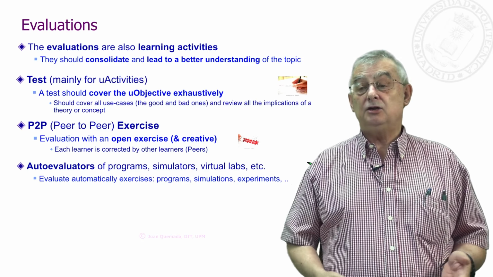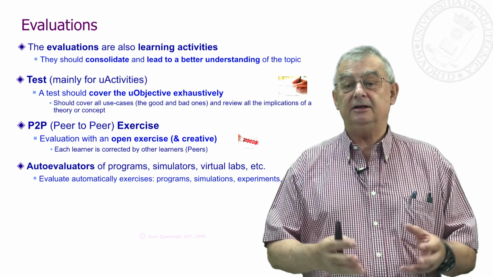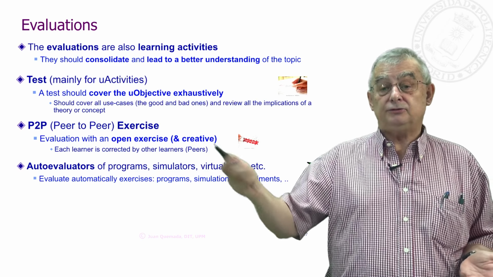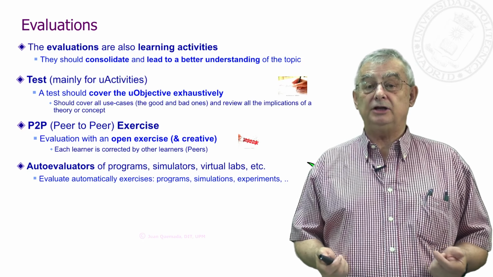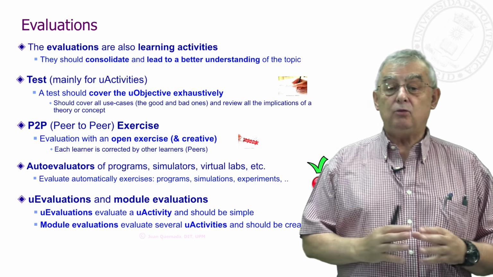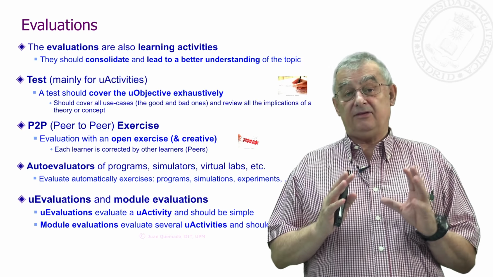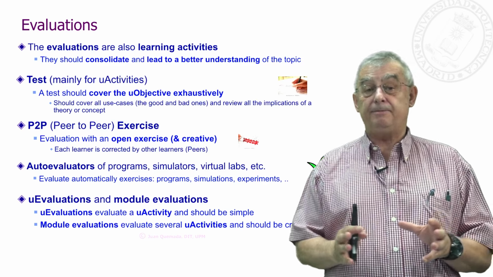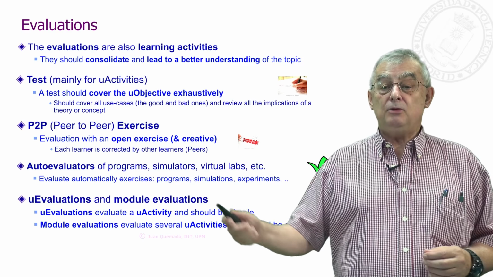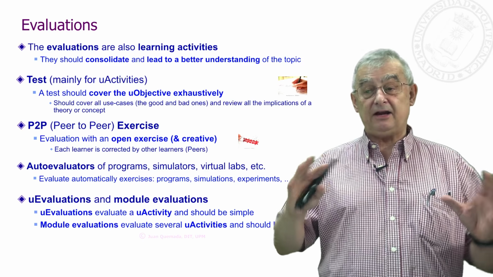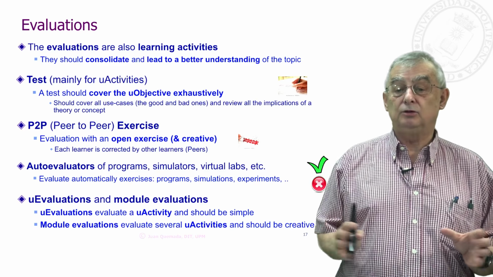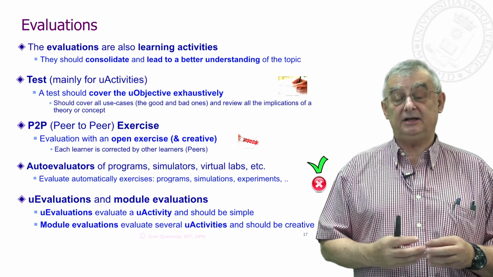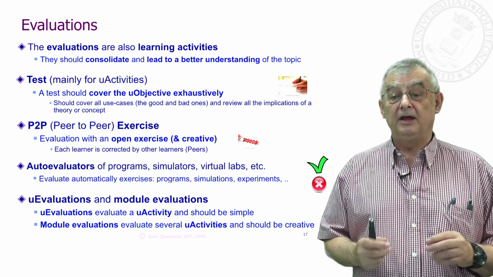For programs, Jupyter notebooks and other test environments are very useful, and you will probably have to use one of those for the evaluations of your activities. You should be aware that you have 2 very different types of evaluations: the micro-evaluations, which evaluate an activity and should be simple and short to perform, and the module evaluations, which evaluate several micro-activities together. They should be more creative and more thorough and need more work to be performed.